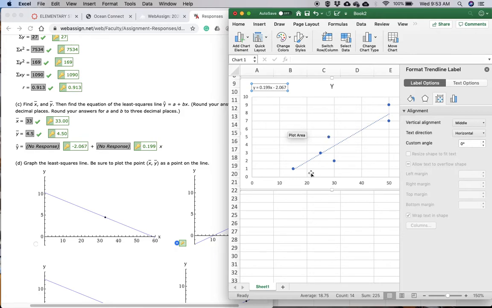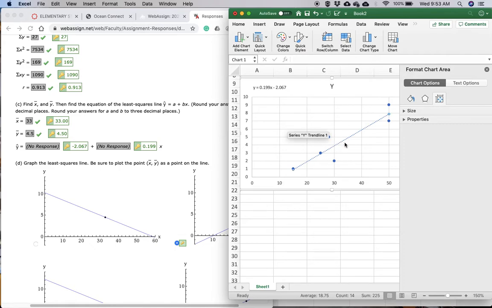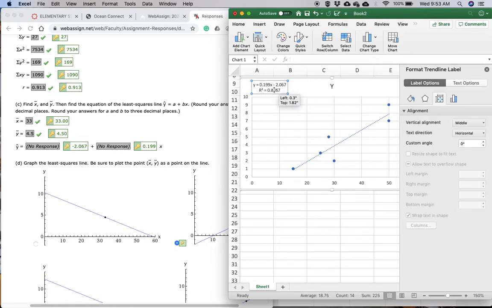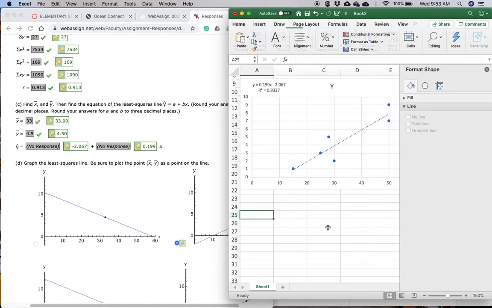Now, to find your correlation coefficient, we go back to our trend line, go back to Format Trend Line, and then we hit Display R squared value on the chart. So our R squared value is 0.8337. But the problem is we want our R value. So in order for us to figure out our R value, we have to take the square root of that to get R by itself.